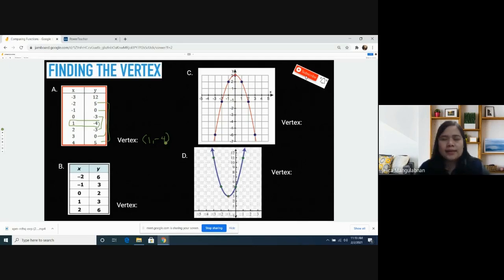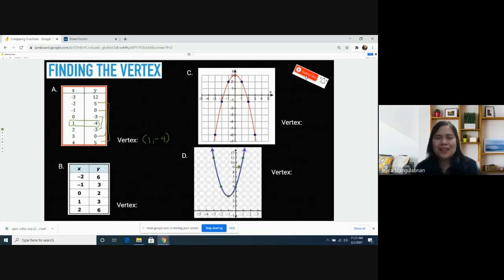Okay, next. For letters B, C, and D, you will identify the vertex in each graph, and that will be your output for today. So very easy and simple. You will just identify the vertex in letter B, the vertex in letter C, and also the vertex in letter D. Any questions? Please add this practice on your notes.